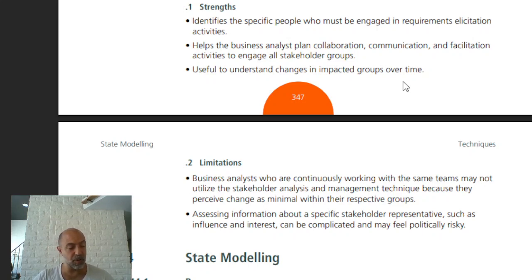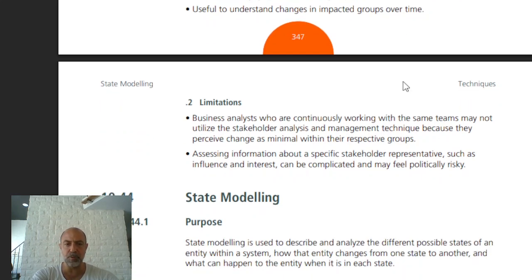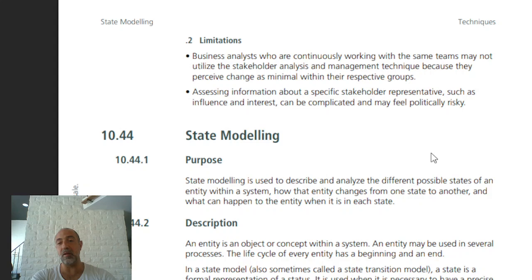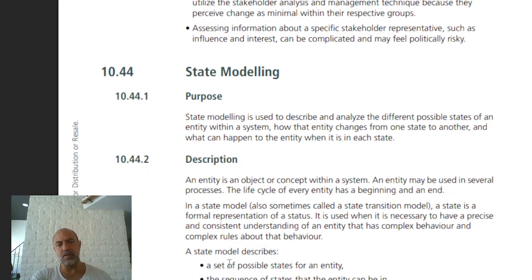Personas are also stakeholders, but a persona is a characteristic of the stakeholder, right? It's like, this is the ideal customer or something like that. A business analyst who is continually working with the same team may not utilize the stakeholder analysis and management technique because they perceive change as minimal within their respective groups. Assessing information about specific stakeholder representatives, such as influence and interest, can be complicated and may feel politically risky, because you're always talking to people, and when it comes to people, they won't tell you the truth. Or at the very least, they judge.